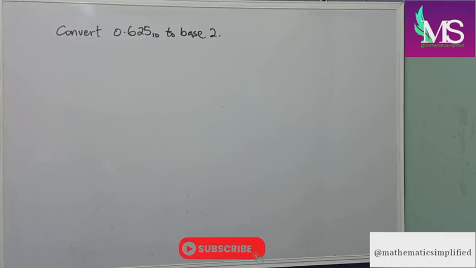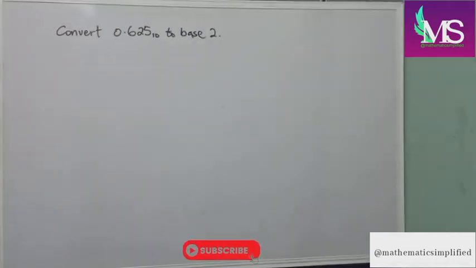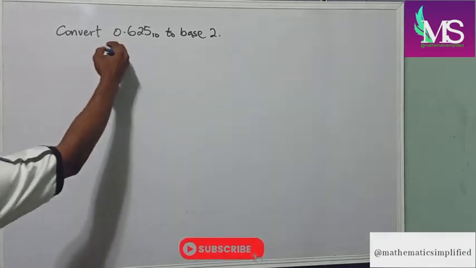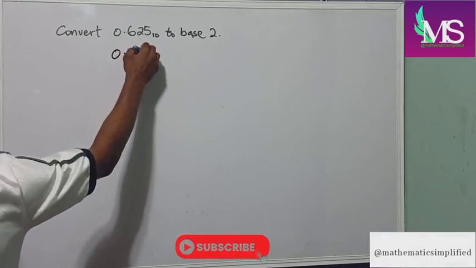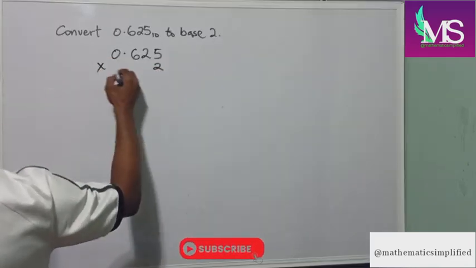Our next example talks about converting the decimal part of a number in base 10 to any other base. Now, it is important to note that when you're converting a decimal fraction from base 10 to any number base, we multiply this decimal part alone by the base which we are converting it to. Alright, so for this example we have 0.625. Now we'll start with times 2.